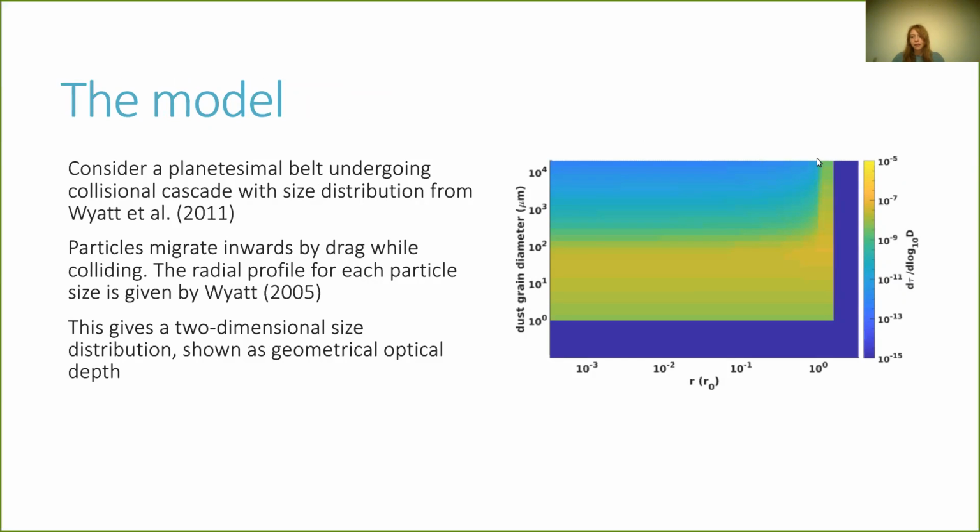You can see here that the large grains are depleted very rapidly inwards of the belt. This is due to them being more susceptible to collisions, whereas the small grains migrate inwards with very few collisions, and so they have a much flatter radial profile.